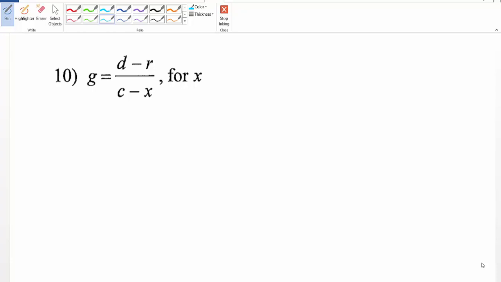Here we are at example 10 from our 0.4 set of notes. We're asked to solve for x. Now we first have to identify where that is, and we notice that it is down here on the bottom.